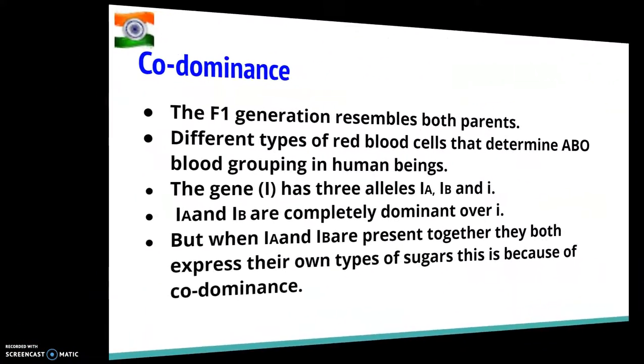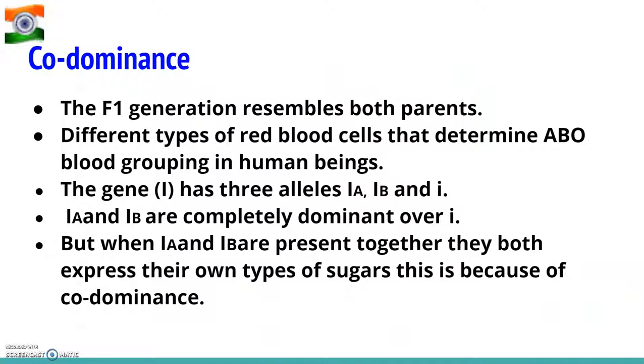Now, codominance. Till now we have been discussing crosses where the F1 resembled either of the parents. Incomplete dominance, where the F1 is in between the two parents, we studied in the snapdragon, or Antirrhinum, species. But in the case of codominance, as the word suggests, the F1 generation resembles both the parents. That is where codominance exists.